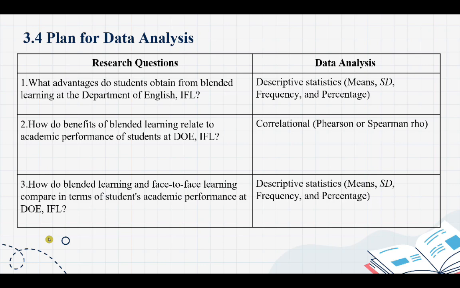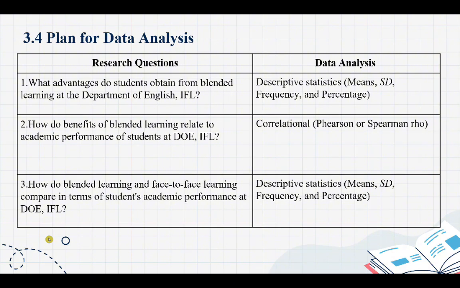So when we analyze our data, we are going to choose descriptive statistics because our research is quantitative research. That's why we will be based on the numbers. When we get the information from the respondents, we will import it to SPSS and we will check mean, standard deviations, frequency, or percentage. This is based on our first research question.